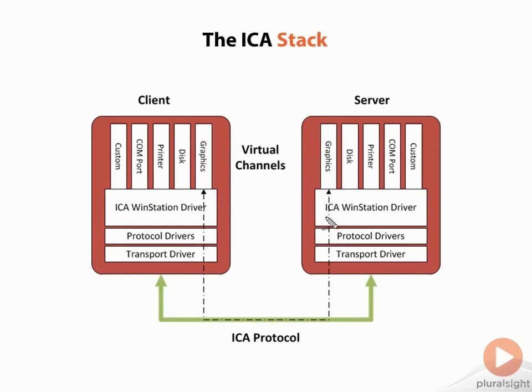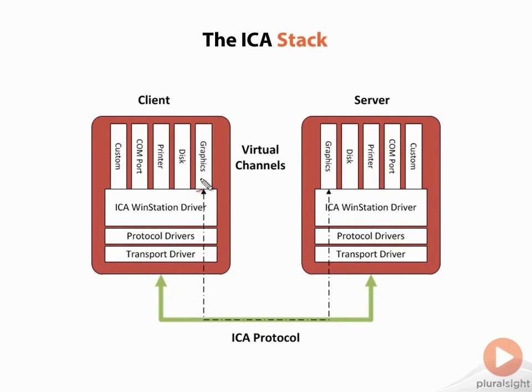So if you're sending those graphics screenshot updates, for example, between the server and the client for display, then that is going to get encapsulated with the ICA WinStation driver. It's going to get the protocol drivers. It's going to get the transport driver. It's going to travel that OSI model, etc. It's going to get up to the presentation layer again, and it's going to get decomposed there. So the transport driver is going to come off of it, the protocol driver. It's going to go through the ICA WinStation driver, and then it's going to be displayed at the client's graphics monitor, or whatever it is.